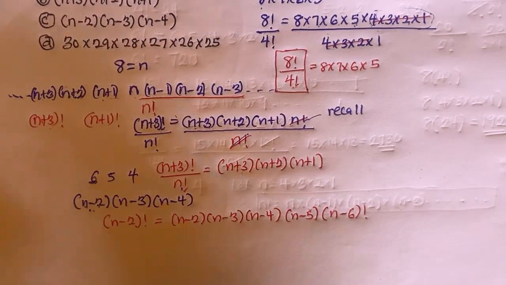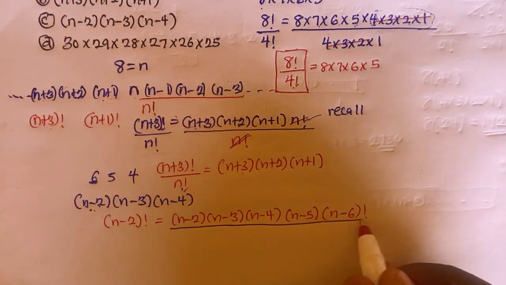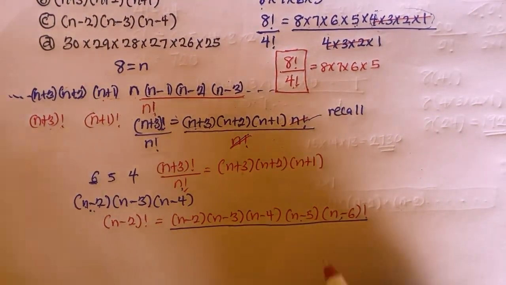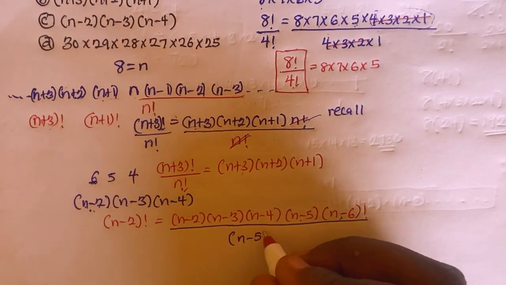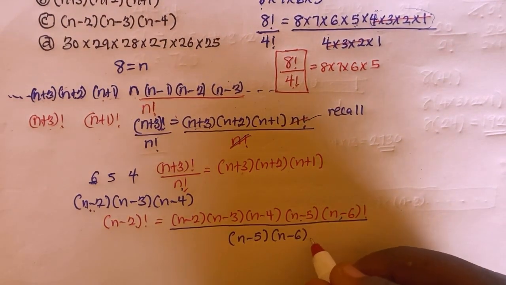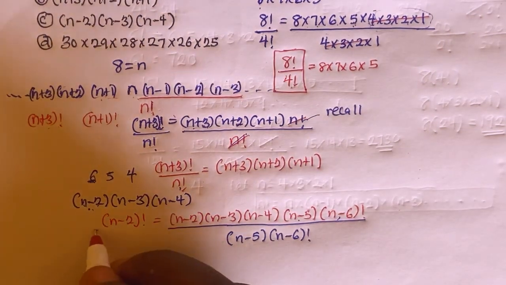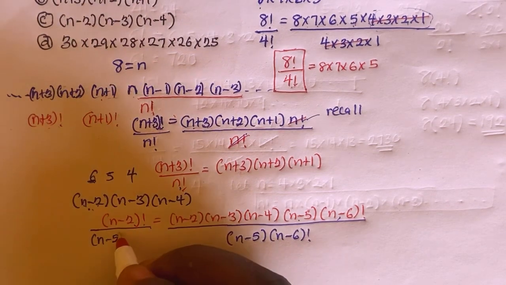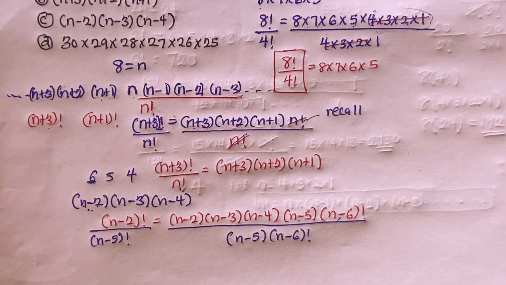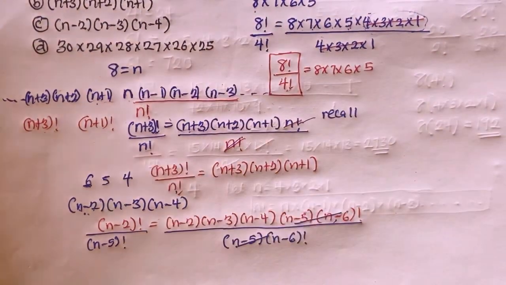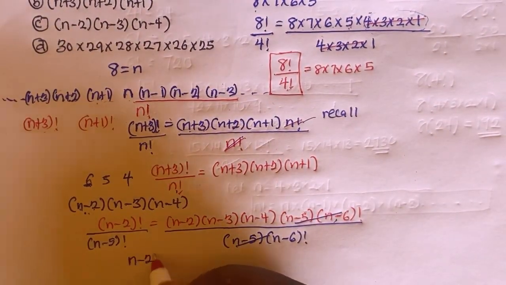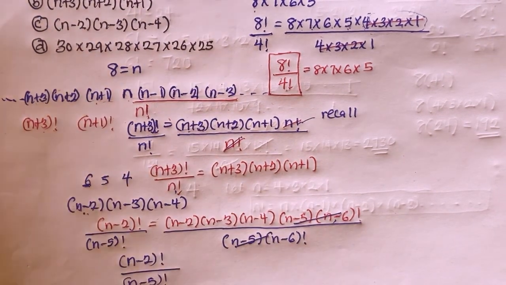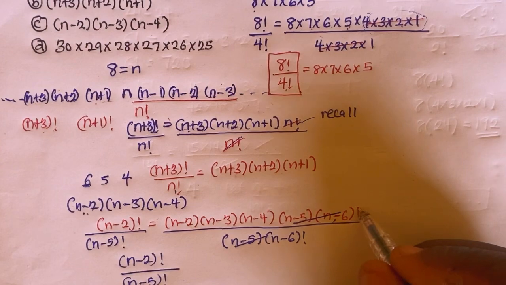So then all divided by, let's divide this by what? So now what do we want to eliminate? We want to eliminate N minus 5 and also N minus 6. So here we're going to have what? N minus 5, right? And also what? N minus 6 factorial. Exactly. So you can simply divide this by N minus 5 factorial. So this, we cancel this out. Then simply we have N minus 2 factorial divided by N minus 5 factorial.